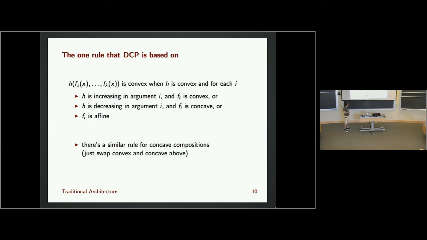But the essence of DCP is this simple composition rule, which tells you when a composition is necessarily convex. So suppose we have this composition where h is a convex function. Well, we know this is convex if for each argument i, h is increasing and f_i is convex, or h is decreasing and f_i is concave, or f_i is affine. So that's it. That's the one rule. There's a similar rule for concave compositions, which is just the same rule. And this generalizes a lot of the algebra rules for convexity that you would see in, say, the Boyd and Vandenberghe textbook. And so it turns out this is really all you need to have a very effective type system for curvature.